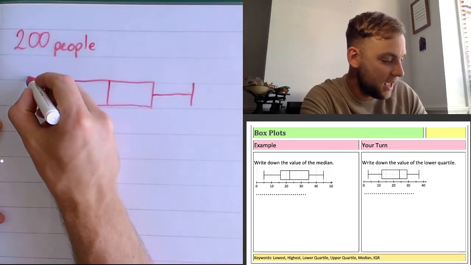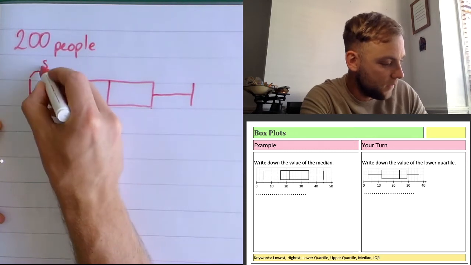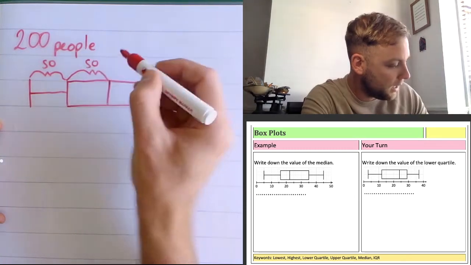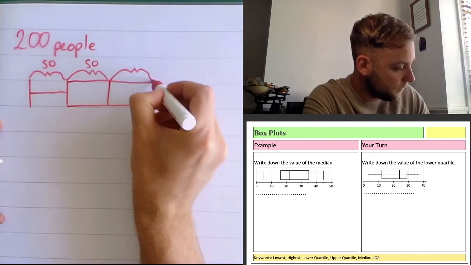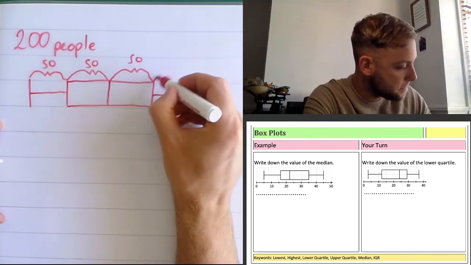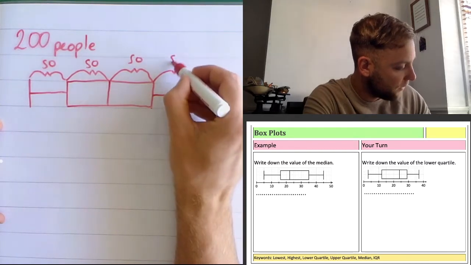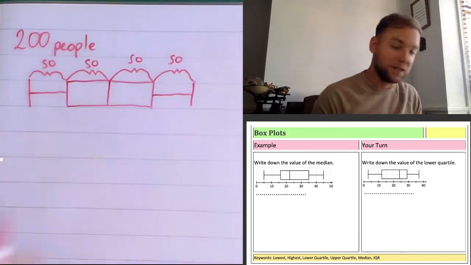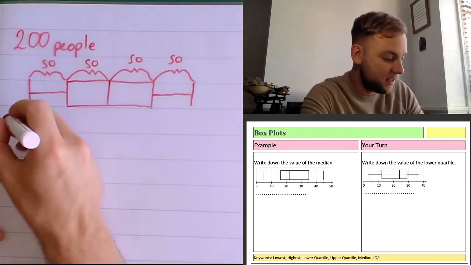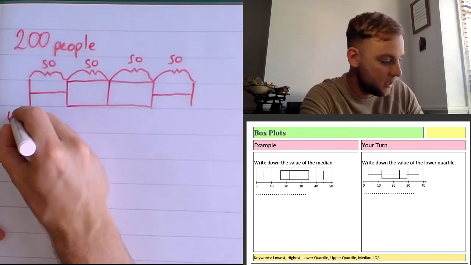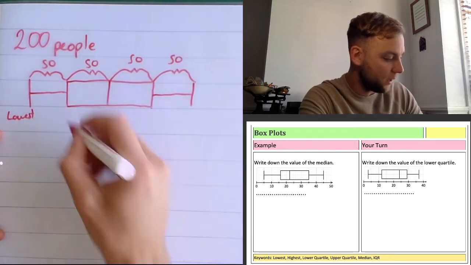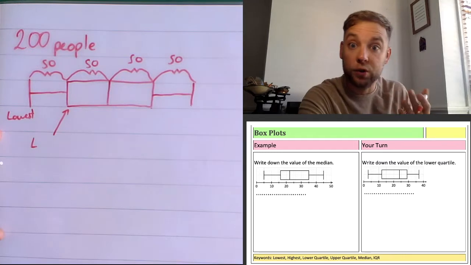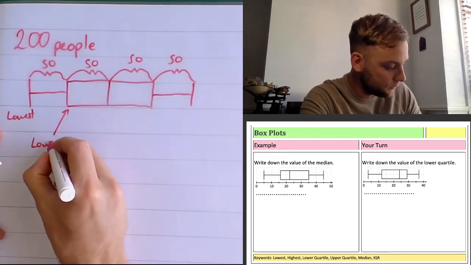So this is here split up into 50 people here, 50 people here, 50 people here, and 50 people here. So it's split up into those quarters. Now, these lines represent different parts of it. So this is your lowest value here, and it's important to know that. This part here is your lower quarter, or your lower quartile.